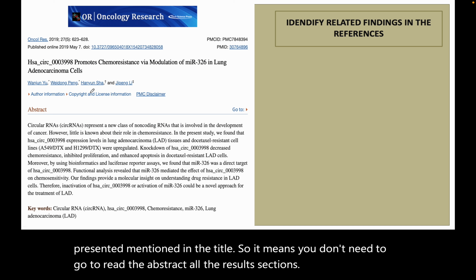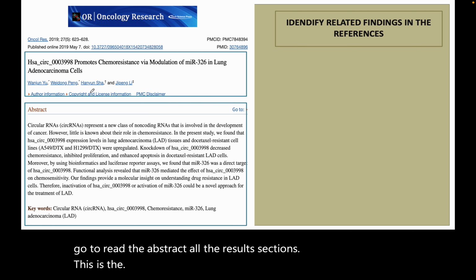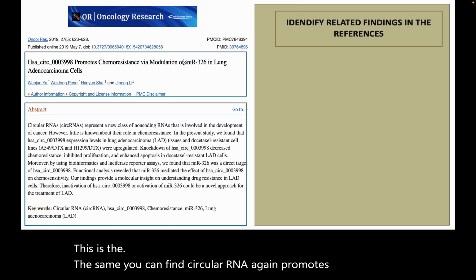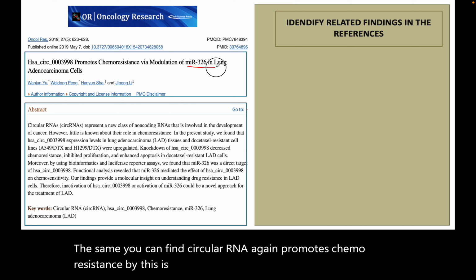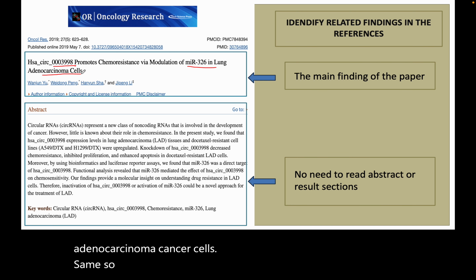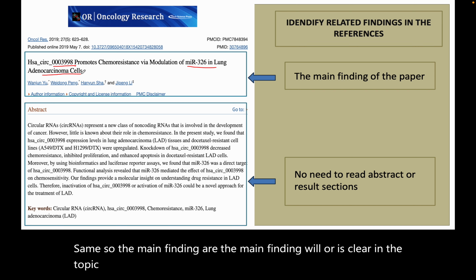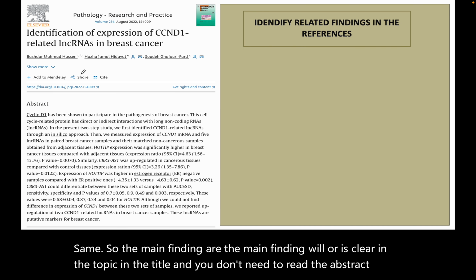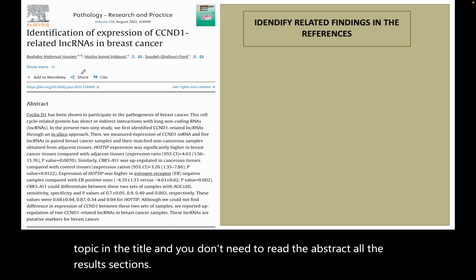This is the same. You can find that circular RNA again promotes chemoresistance by this pathway, with the name of the circular RNA, again in adenocarcinoma cancer cells. Same. So the main finding is clear in the topic, in the title, and you don't need to read the abstract and all the result sections.